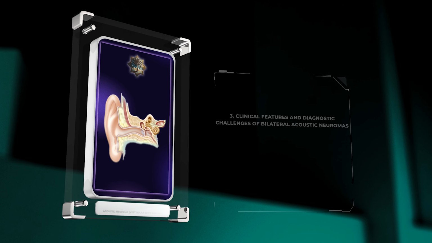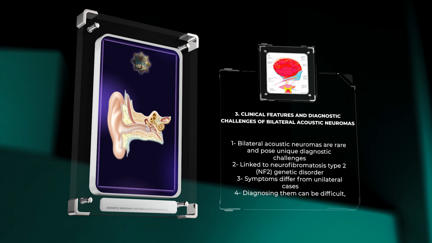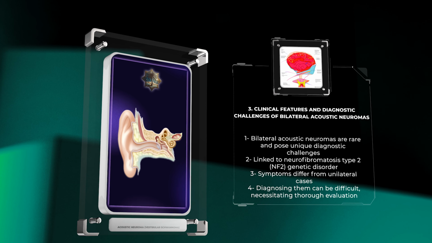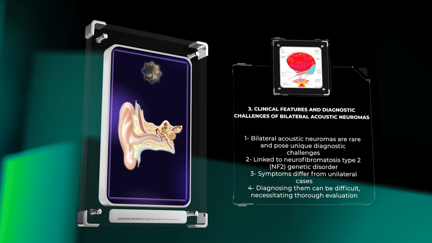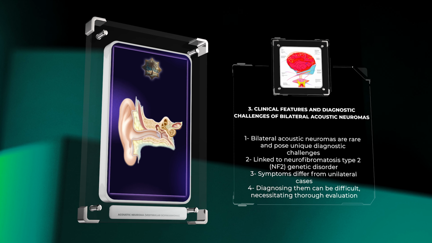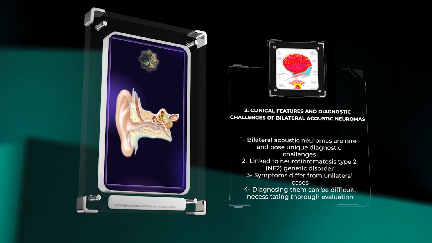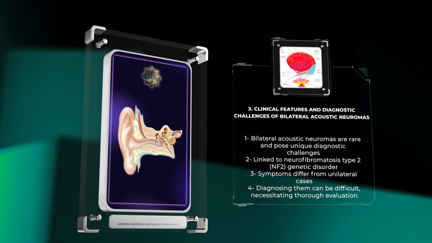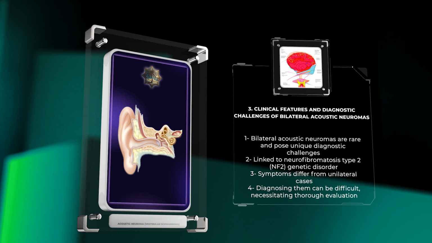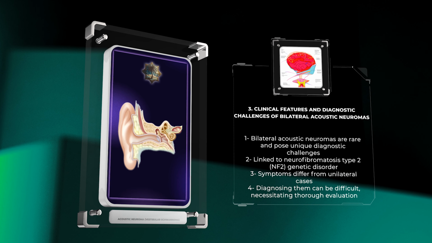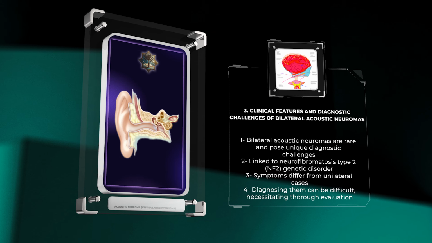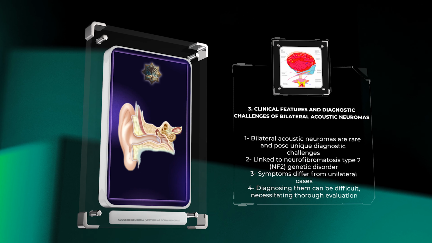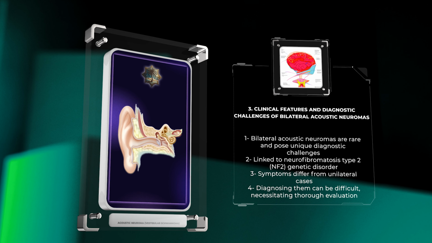Bilateral acoustic neuromas, which occur in both ears, are rare and pose unique diagnostic challenges. They can be sporadic or linked to neurofibromatosis type 2, NF2, a genetic disorder causing multiple nervous system tumors. Symptoms of bilateral acoustic neuromas differ from unilateral cases, including hearing loss, tinnitus, vertigo, balance issues, and other cranial nerve deficits. Diagnosing them can be difficult, necessitating a high level of suspicion, thorough evaluation, and detailed imaging, such as brain and spinal cord MRI scans. Early detection is crucial, and treatment options range from surgery to radiosurgery. Genetic counseling and surveillance are vital for managing NF2.